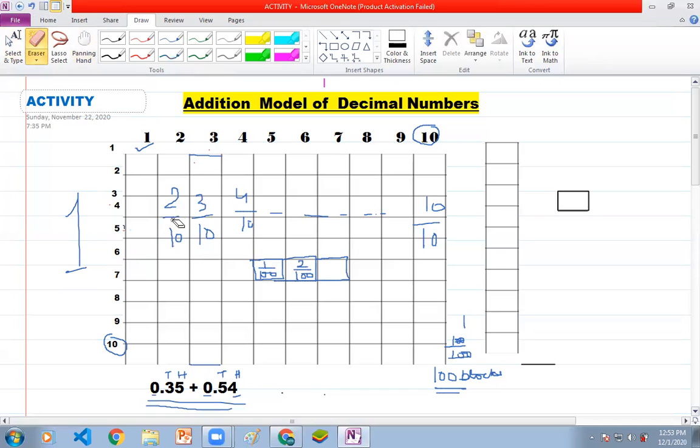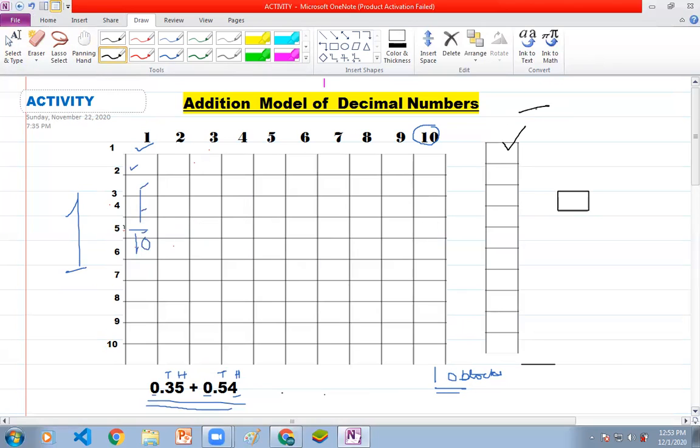So let's learn how you have to add decimals on a graph paper. As we know, one column is representing the tenths place and one block is representing the hundredths place. So this is nothing but 1/10, which means 0.1, and this is nothing but 1 by 100, which means 0.01. So now let's represent the decimal numbers first.